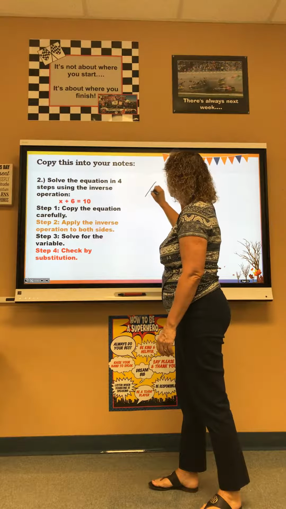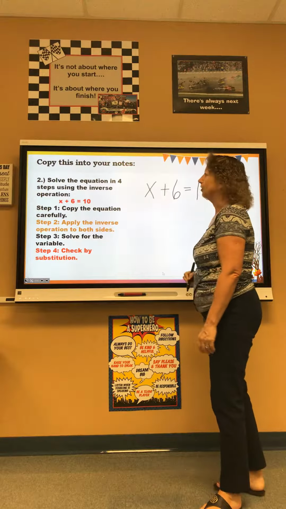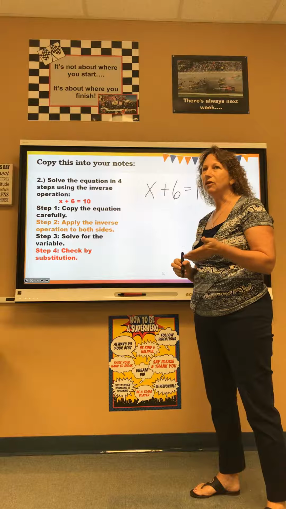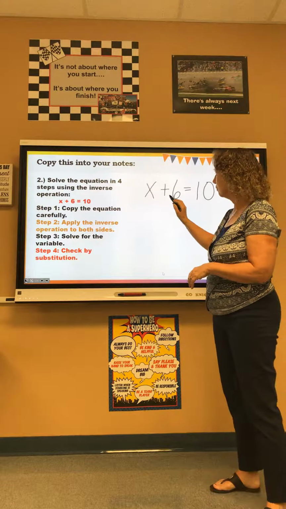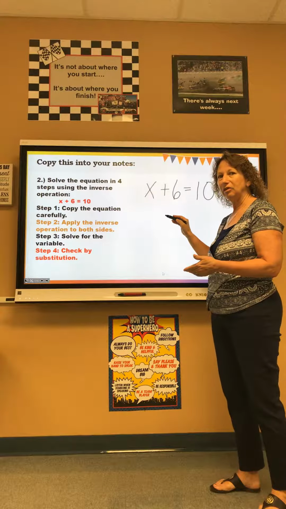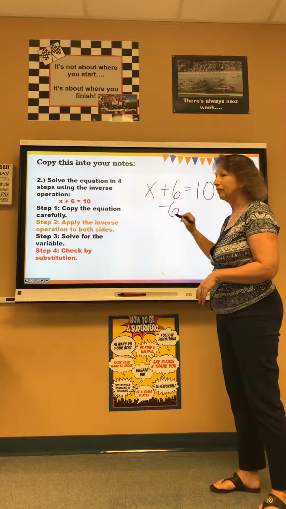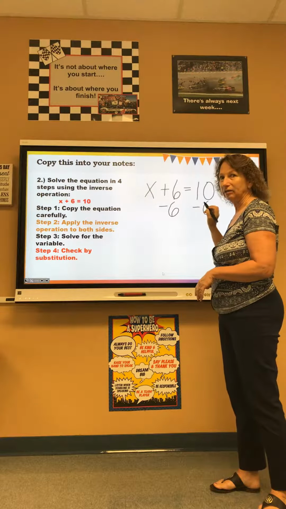So I'm going to copy the equation very carefully right over here. Then it says apply the inverse operation to both sides. Inverse is the same thing as opposite. So right here we're adding 6. The opposite of that would be subtracting 6. So I'm going to subtract 6 from the left-hand side, and I'm going to subtract 6 from the right-hand side.